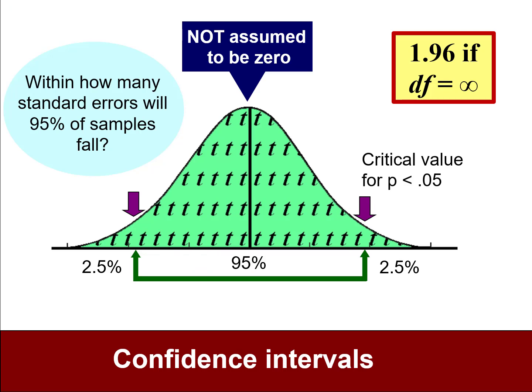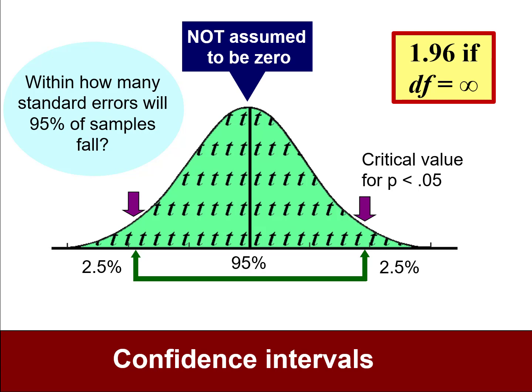Now let's move to a discussion of how to calculate a confidence interval. When I calculate a confidence interval, I want to make a statement that I am 95% confident that the true population parameter falls within a certain range of values. In other words, I want to determine a range of values that I am 95% confident will capture the true population parameter. And that would be a 95% confidence interval.